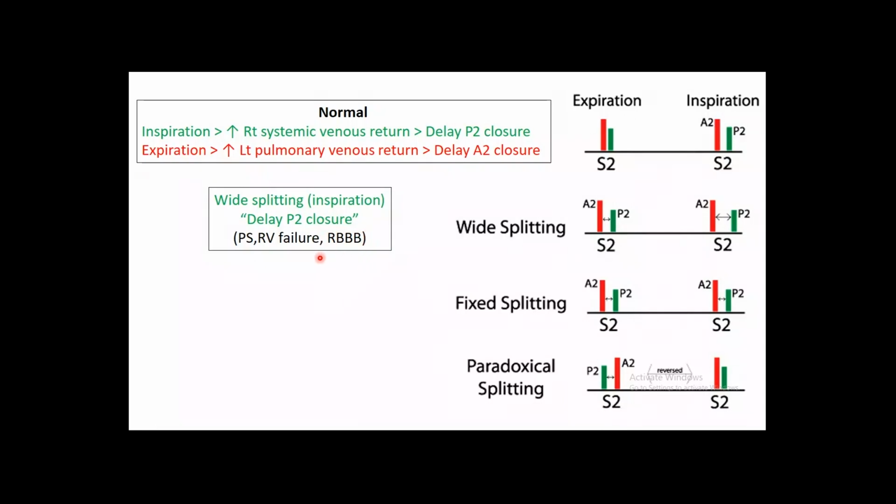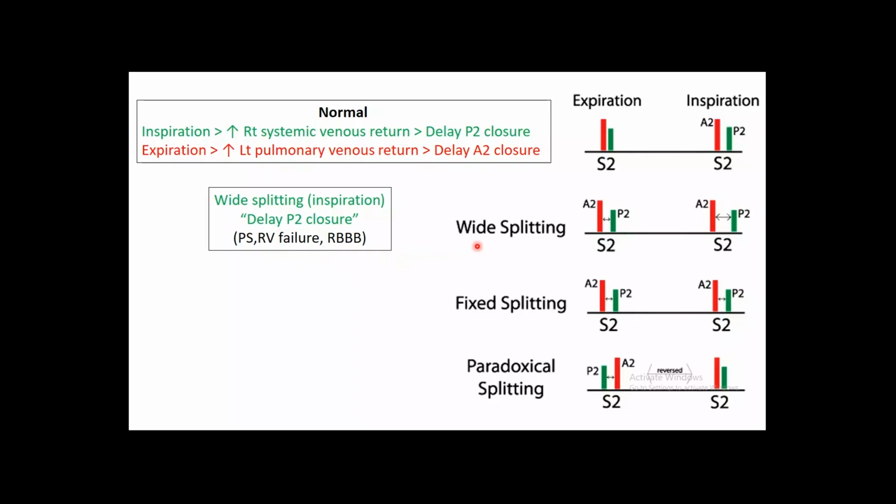It is actually related to a mechanical problem in the valve itself, like pulmonary stenosis, or a mechanical problem in the ventricle itself, poor pumping capacity, like in patients with right ventricular failure, or electrical delay of the right ventricular activation in patients with right bundle branch block. These are the causes of wide splitting.